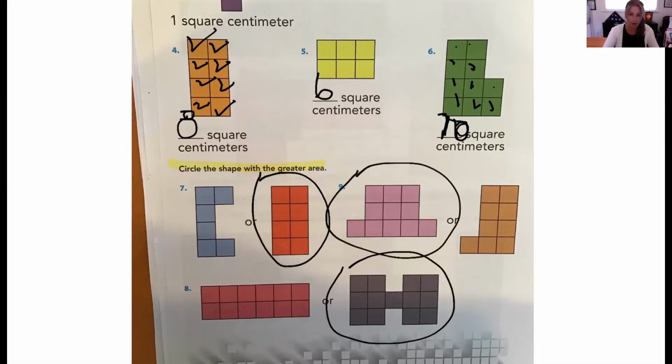Good, awesome. Okay, boys and girls, so we discovered area today, okay? Now, remember, area is the number of square units to cover a surface. We use area to find out how big it is, okay?